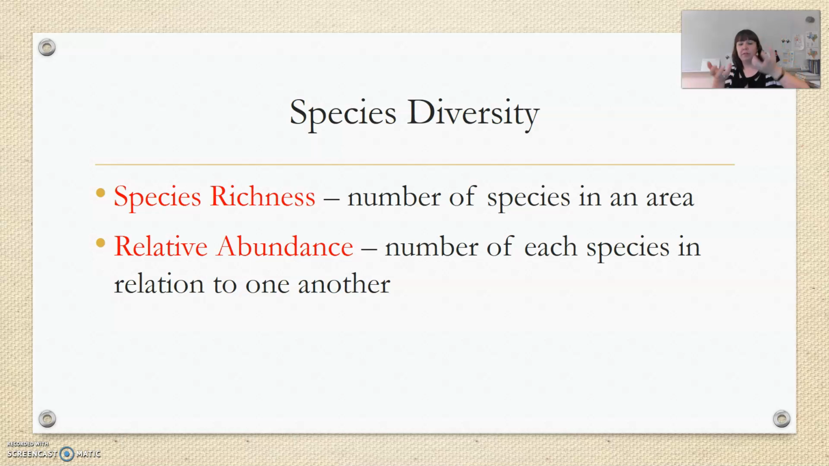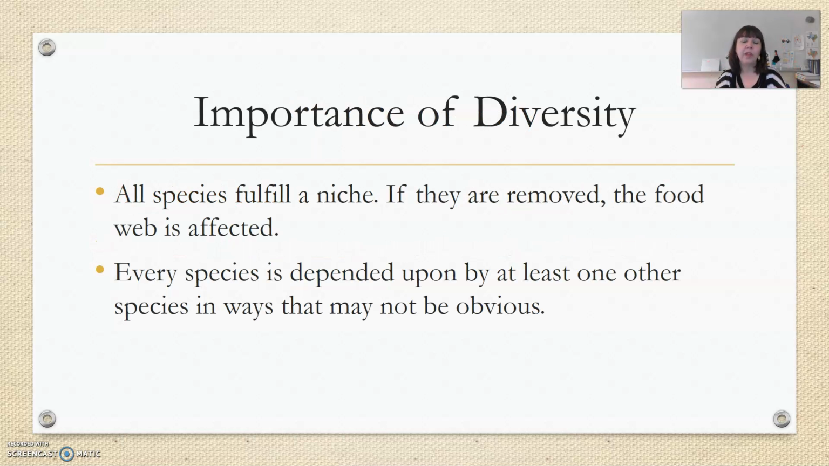So that's your relative abundance, is how many in relation to each other. Now, it's important to have diversity in an ecosystem because all your species fulfill a certain niche. And think of a niche as like a job description. They have a certain thing that they eat, a certain place that they live, certain behaviors that they do. If they're taken out of the ecosystem, then it affects the food web and everything else.